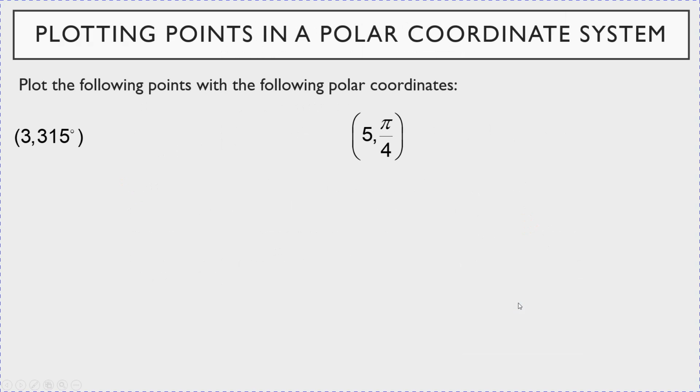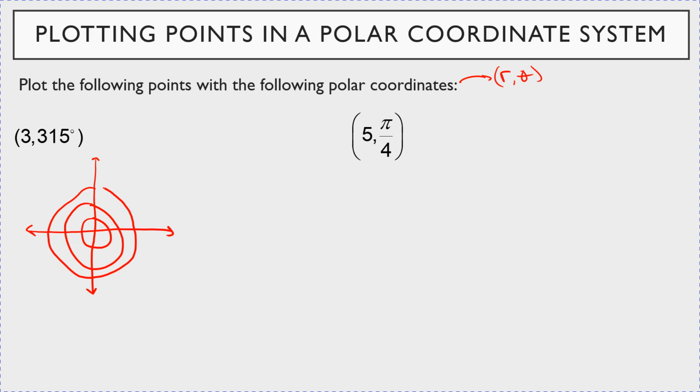So let's talk about how you plot these. Okay, so plot the following points with the following polar coordinates. Okay, so remember, this is r and theta. Okay, so the directed distance and then the angle here. All right, so one way that I like to show you how to plot these, it really helps, is I start drawing circles, okay? And this is a circle of radius 1, this is a circle of radius 2, and a horrible circle, but you get the idea. And this is a circle of radius 3, okay?